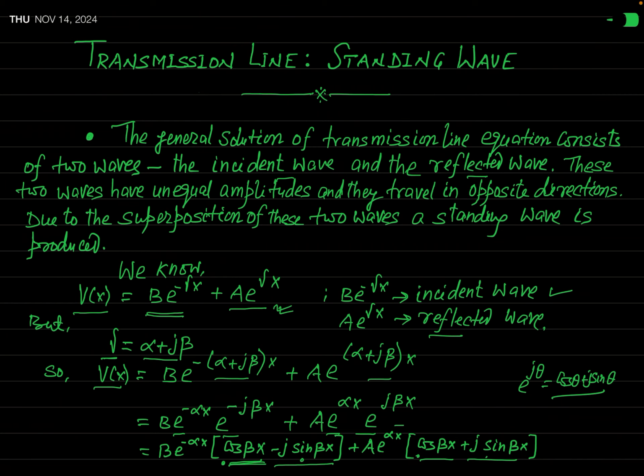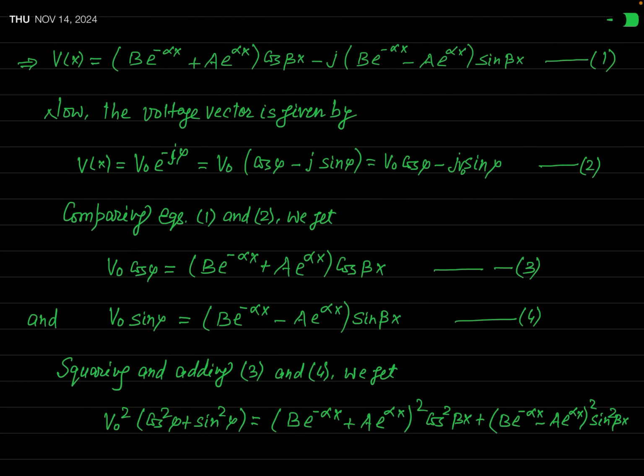So doing this algebra, now you can write v of x is equal to b times e to the power minus alpha x plus a times e to the power alpha x times cos beta x, and minus j times b times e to the power minus alpha x minus a e to the power alpha x times sin beta x.